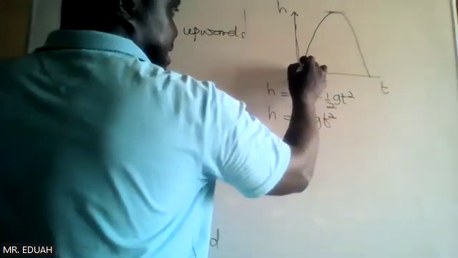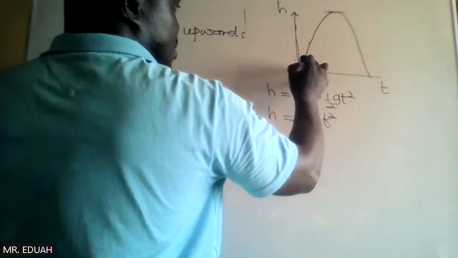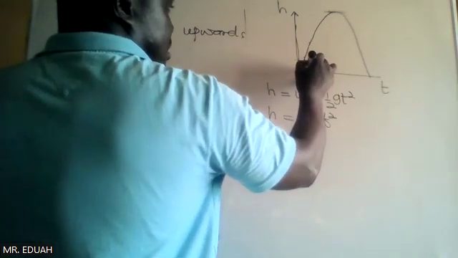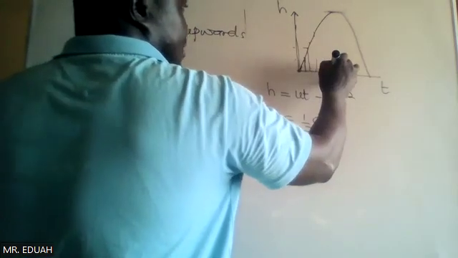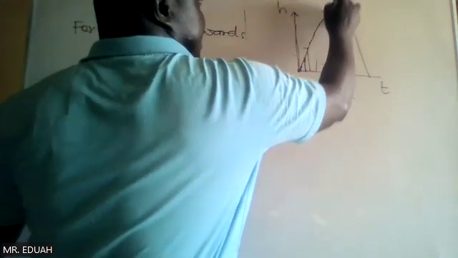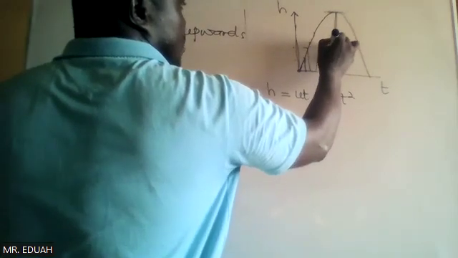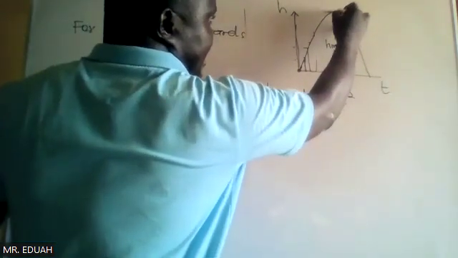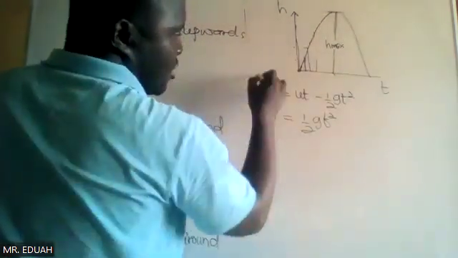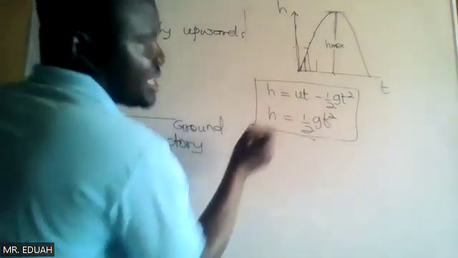So you realize that the body's displacement increases with time. At time t equal to 0, displacement is 0. At time t, it would increase, then get to a certain maximum height. At the maximum height, H max, v is 0. Then the object would return to the ground again. But because of how the equation for the displacement is, it is not a straight line, but a curve.